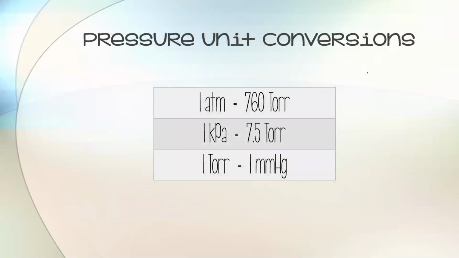And then here is your pressure unit conversion chart. So once again, you'll need to reference this for the mathematical portion. 1 ATM is equal to 760 torr. 1 kPa is equal to 7.5 torr. And 1 torr is equal to 1 millimeter of mercury. So make sure you know that. But once again, you don't have to memorize it.